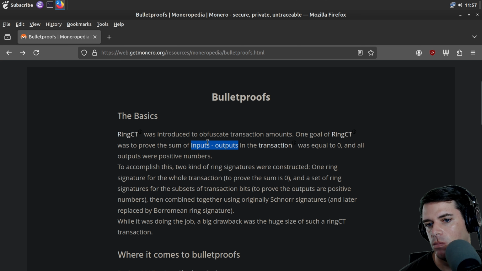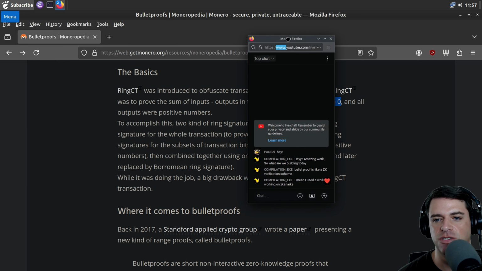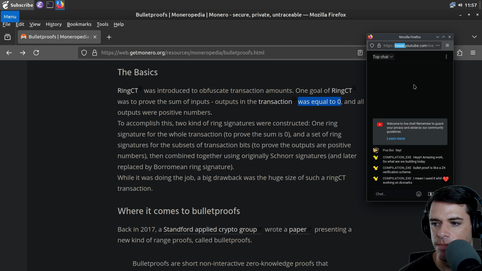And why is that something you can sum? I'm not sure, but I guess there are multiple inputs and multiple outputs, and you can sum them, and you should get 0. The whole transaction, you're sending out as much as you're taking in. So bulletproof is like a ZK, like a zero knowledge verification scheme. Okay. I used it while working on ZK stars.